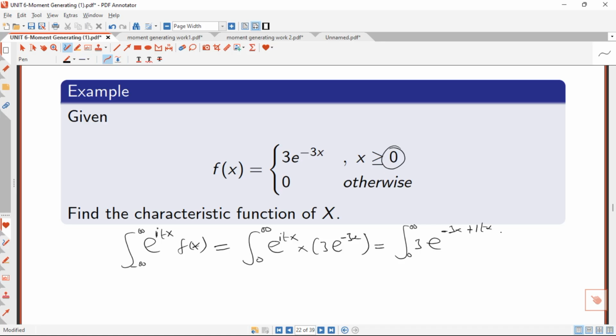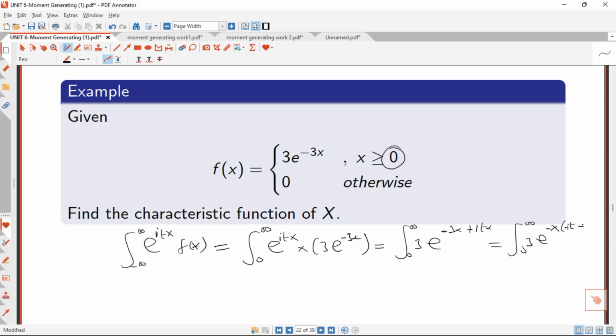So we are going to factorize -x out of the exponent. So you are going to get the integral moving from 0 to infinity of 3e raised to the power -x of (3 minus it).